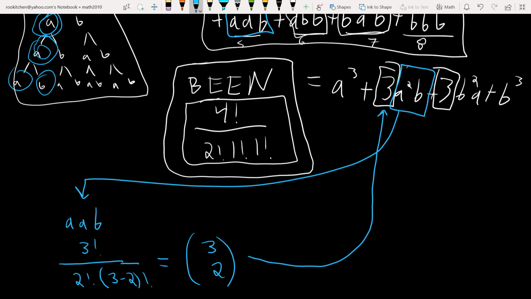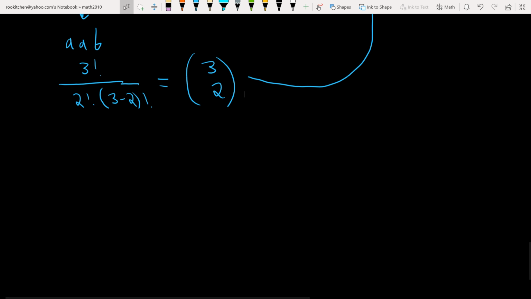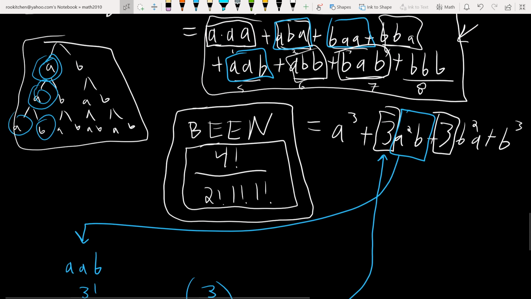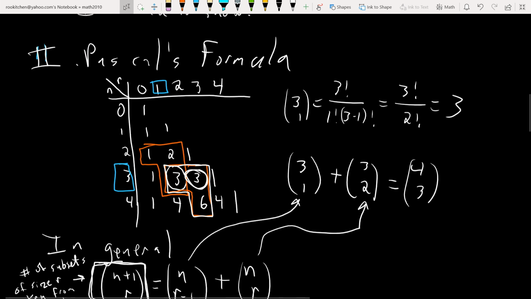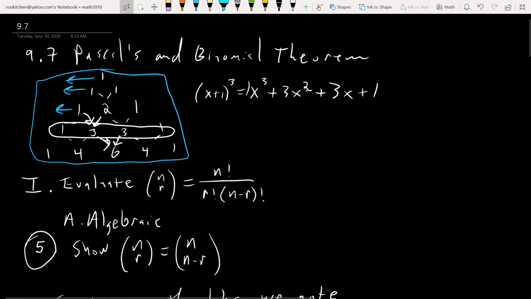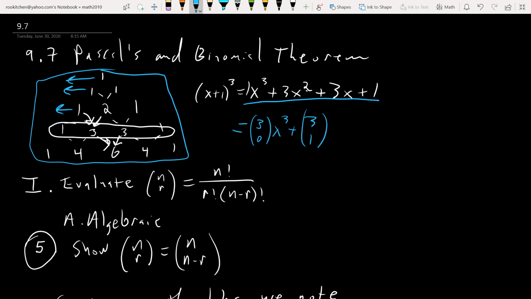Okay, and in particular, those coefficients turn out then to be the numbers from Pascal's Triangle, where I started back here, right? So you could rewrite x plus 1 cubed as 3 choose 0 times x cubed plus 3 choose 1 times x squared plus 3 choose 2 times x plus 3 choose 3 times 1. Okay.